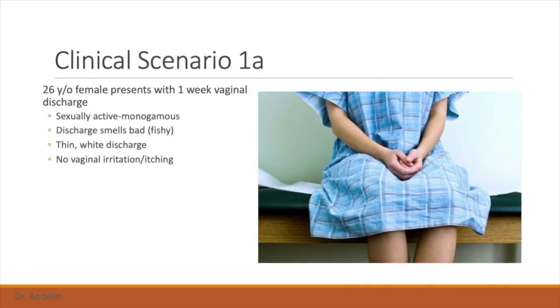In our first clinical scenario, you are a primary care provider and have a 26-year-old female who presents to your office with 1 week of vaginal discharge. The patient is sexually active in a monogamous relationship. She reports that her discharge smells bad, reports it is fishy. Her discharge is thin and white, and she has no associated vaginal irritation or itching.